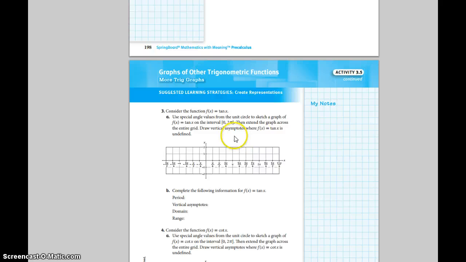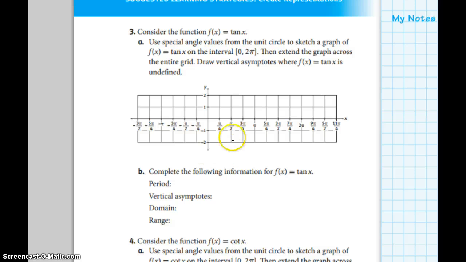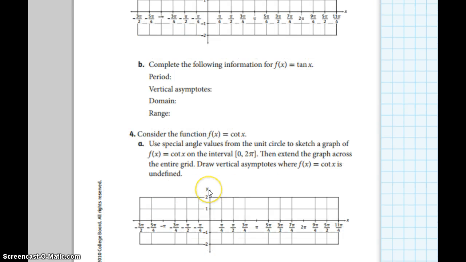And we'll eventually get into tangent. Again, when I graph tangent, cosine can't be 0 because cosine is in the denominator. Cosine at pi halves, 3 pi halves, 5 pi halves, negative pi halves, asymptotes will go there, okay? And we'll talk about the period, vertical asymptotes, domain, and range. So be ready to go.